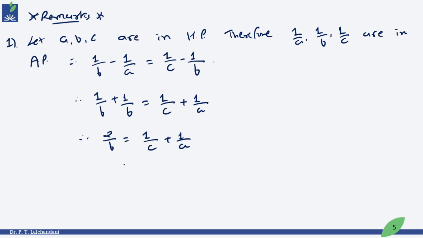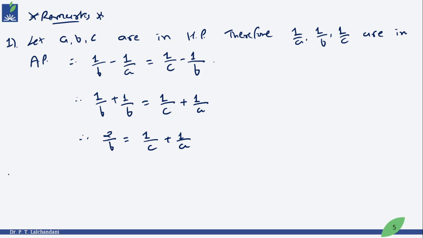But instead, if you can just verify this term, if 2 upon B is equal to 1 upon C plus 1 upon A, then we can say that A, B, C are in harmonic progression, right? So this formula gives another way to verify that A, B, C are in harmonic progression. You have to just verify, is 2 upon B equal to 1 upon C plus 1 upon A. That means 2 upon middle term is equal to 1 upon first term plus 1 upon last. If this happens, then we say that A, B, and C are in harmonic progression.